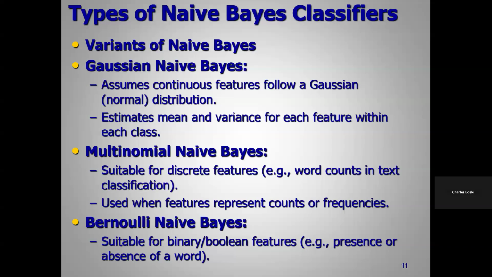And also, I would say Bernoulli is used mostly for text classification, where the features are simplified. In this case, the features are simplified to the presence or the absence of the word. So yes or no, rather than counting as in the previous one, multinomial.